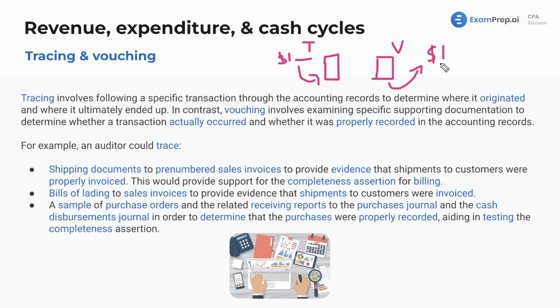So reiterate that again because this is pretty dang important. Tracing, you're going to start with a transaction that you find in the ledger, and you're going to try to find the supporting documentation for it. Whereas vouching, you start with the documentation and you try to find that amount within the accounting records.